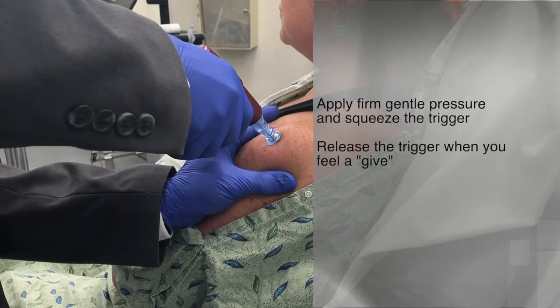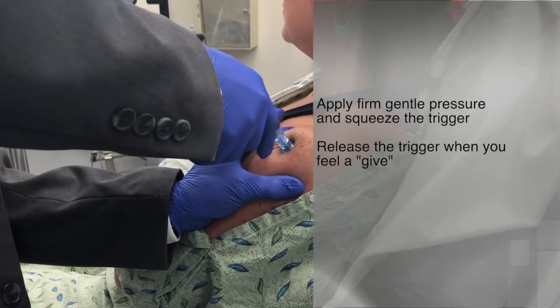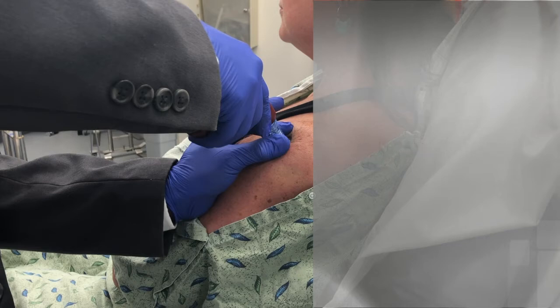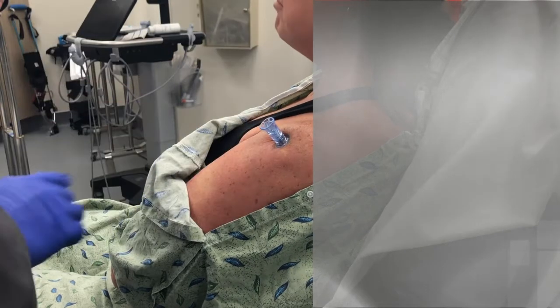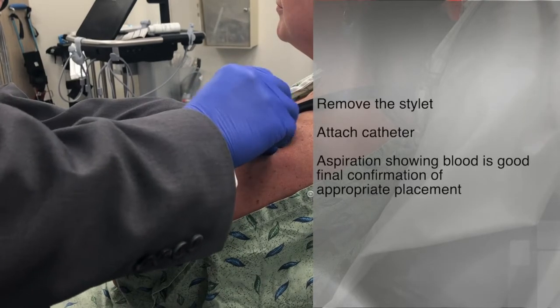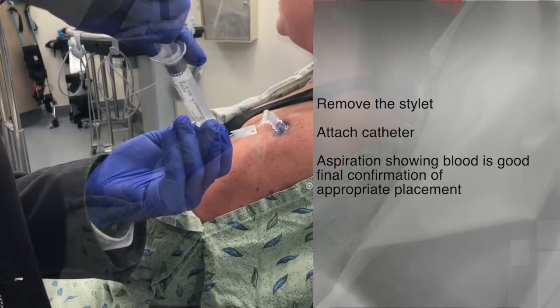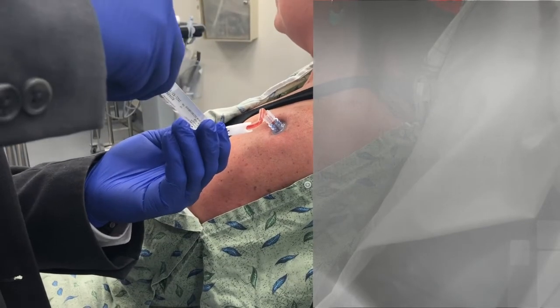Apply firm, gentle pressure downward and squeeze the trigger. Release the trigger when you feel a give. This is your first confirmation of entry into the medullary space. Surprising for most everyone, entry into the bone does not cause pain. Remove the stylet and connect the IV tubing. Aspiration, showing blood, is a good final confirmation of appropriate placement.